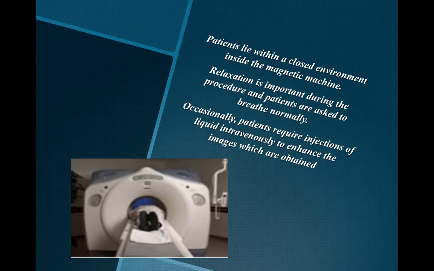The patient will lie with the body enclosed inside the magnet machine. Relaxation is important during the process, and patients are asked to breathe normally. Occasionally, patients require an injection of a liquid intravenously to enhance the image as it is obtained.